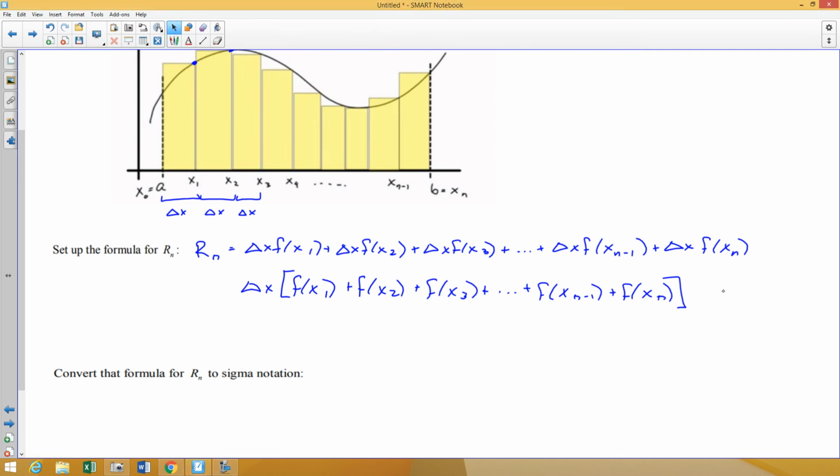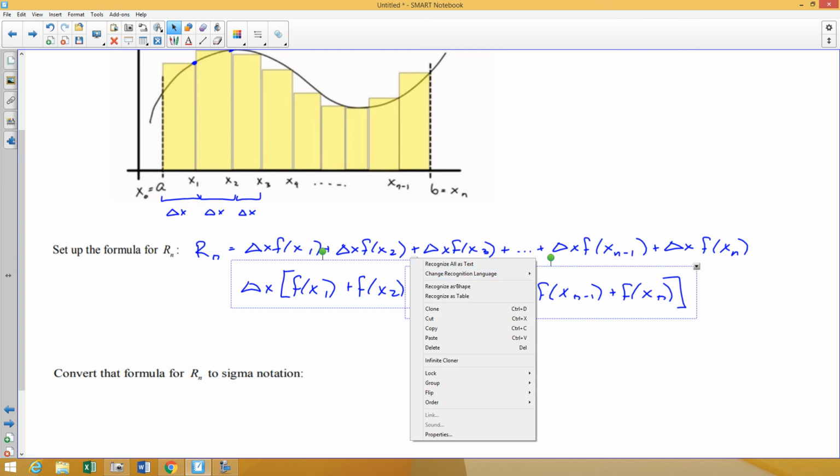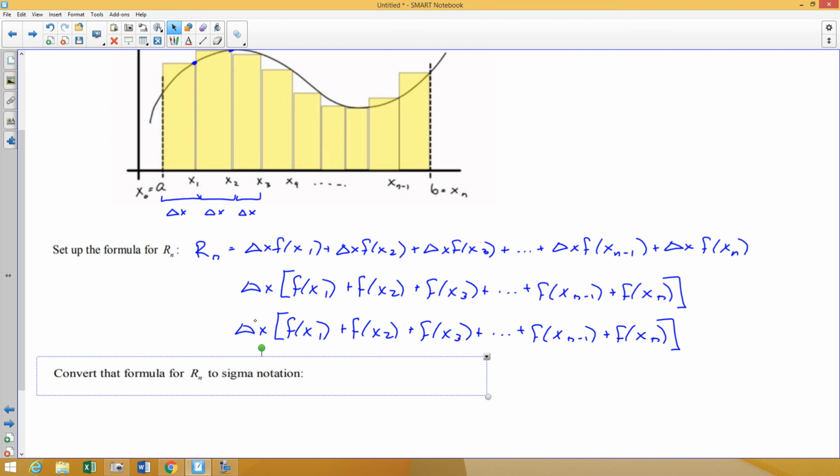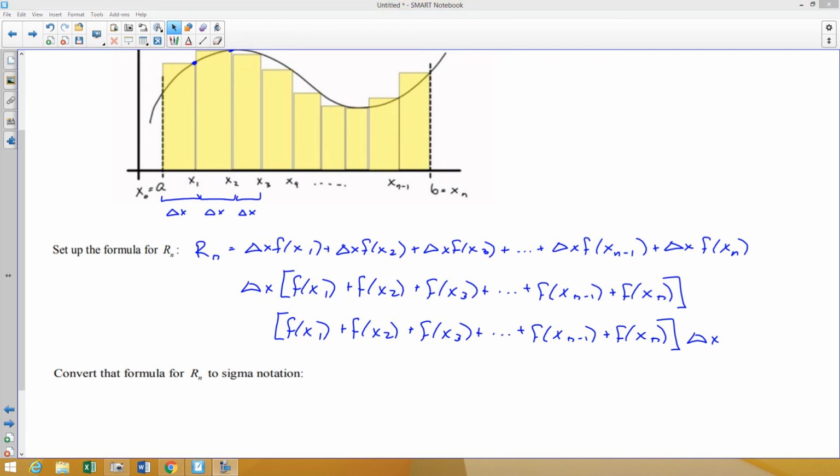Just because it's going to come in handy a little bit later, instead of saying delta x at the front, I could actually take this delta x and move it all the way to the other side. And so I'm going to move my delta x to the right side, as you'll see.